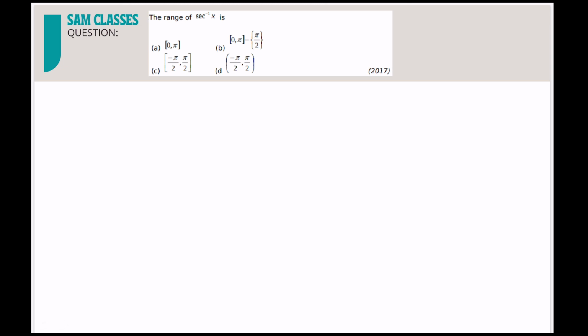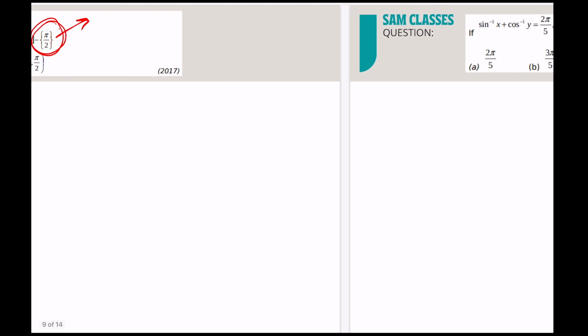Now you already know that sec inverse is not defined at 90 degrees, because cos 90 is 0, and 1 by cos 90 is what? 1 by 0, so not defined, so directly answer.